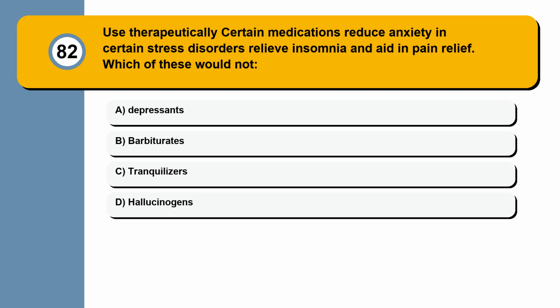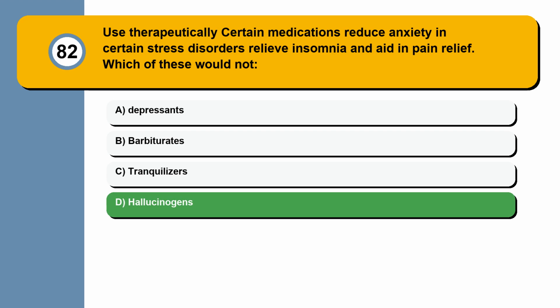Question 82. Used therapeutically, certain medications reduce anxiety in certain stress disorders, relieve insomnia, and aid in pain relief. Which of these would not? Here are your options. Option A, depressants. Option B, barbiturates. Option C, tranquilizers. Option D, hallucinogens. The correct answer is option D, hallucinogens.